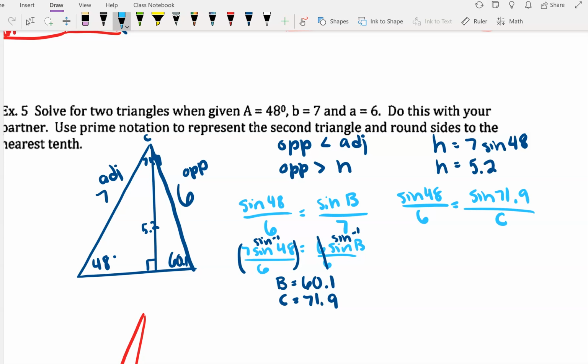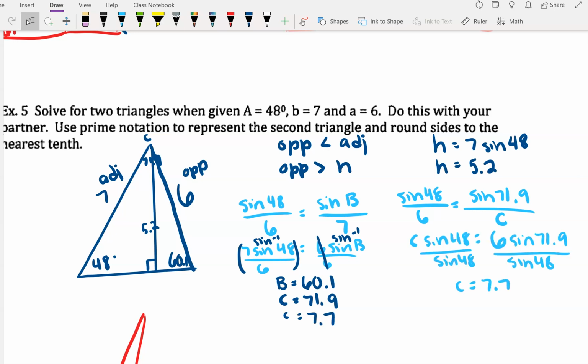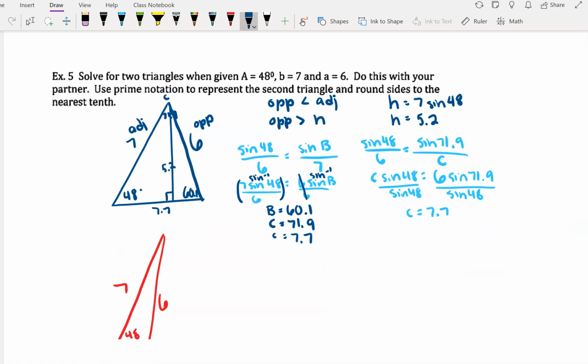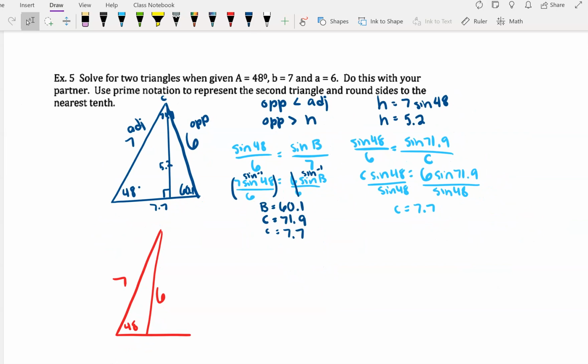So again, pause the video and actually work this one out on your own, and when you are done, unpause and I'll have the answer. Alright, so I got that little c equals 7.7. So this side length is 7.7. Alright, so that was all the solutions to the first triangle, but remember, we can also have a different angle for B, since we have two different triangles for this one.